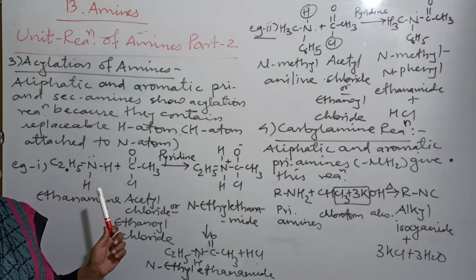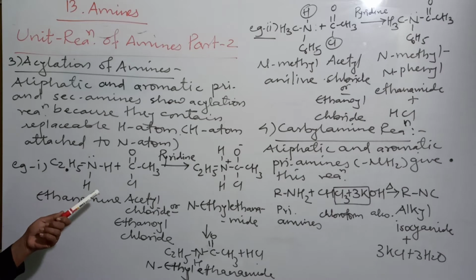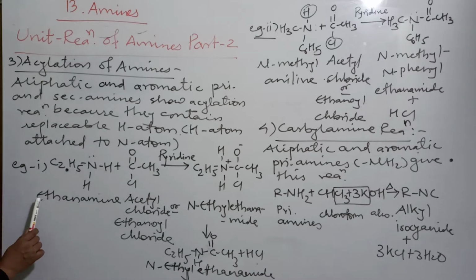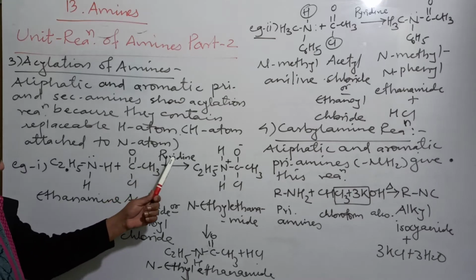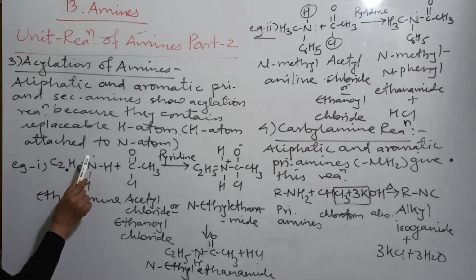Two representative examples are discussed here, and in examination you can write any example which is asked in the question. So remember these two standard examples. The ethanamine when it reacts with acetyl chloride, which is also called ethanoyl chloride, in presence of pyridine, the reaction takes place like this. This hydrogen goes here and there is shifting of electrons.